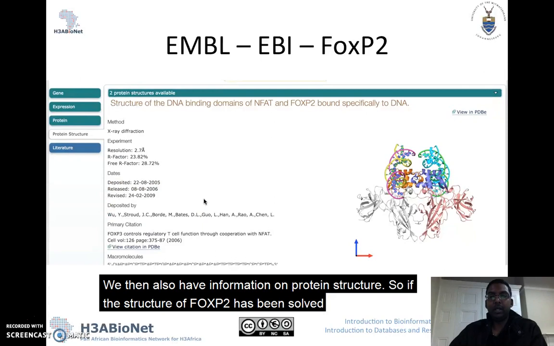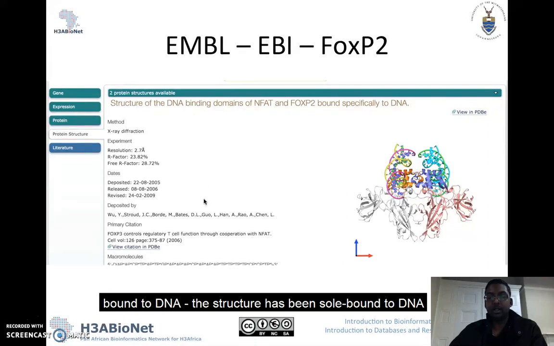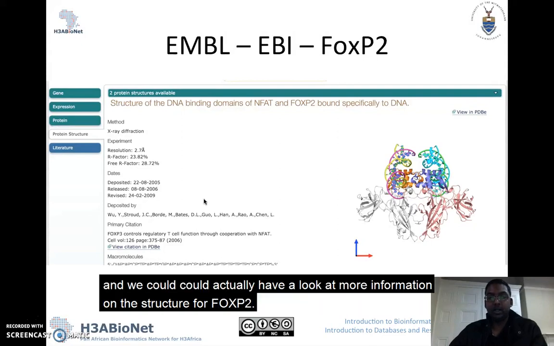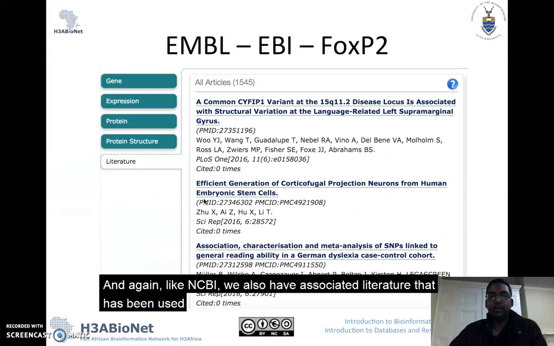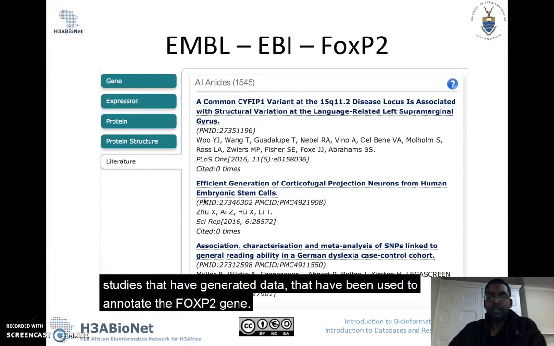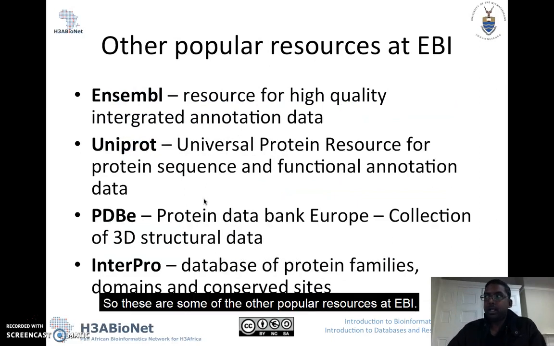Okay, we then also have information on protein structure. If the structure of FOXP2 has been solved, and in this case it has been solved, bound to DNA, we could actually have a look at more information on the structure for FOXP2. And again, like NCBI, we also have associated literature, studies that have generated data that's been used to annotate the FOXP2 gene. Okay, so these are some of the other popular resources at EBI.